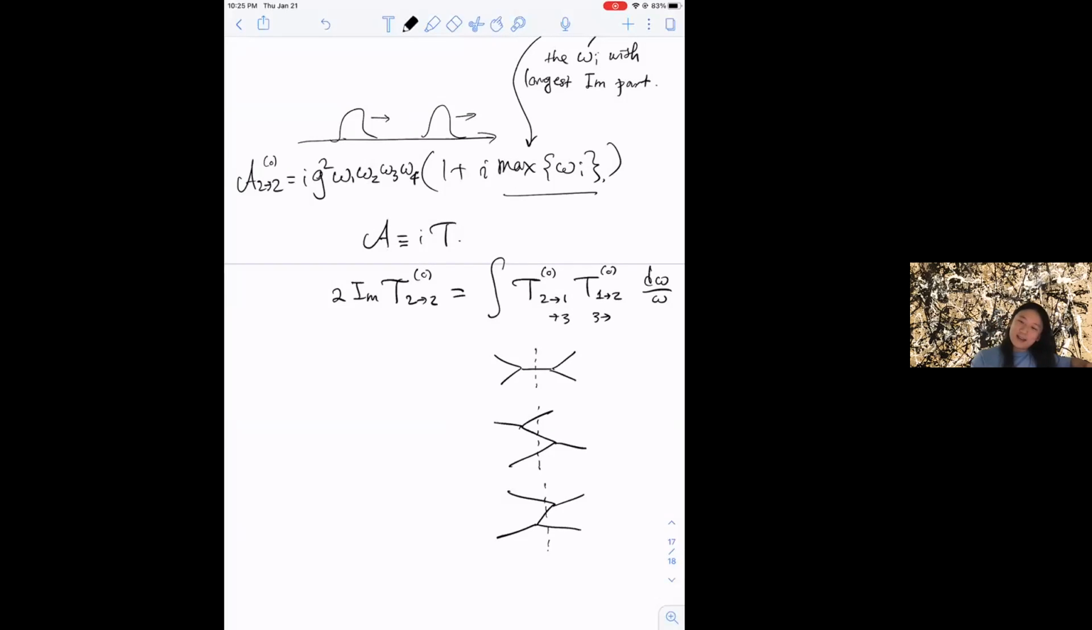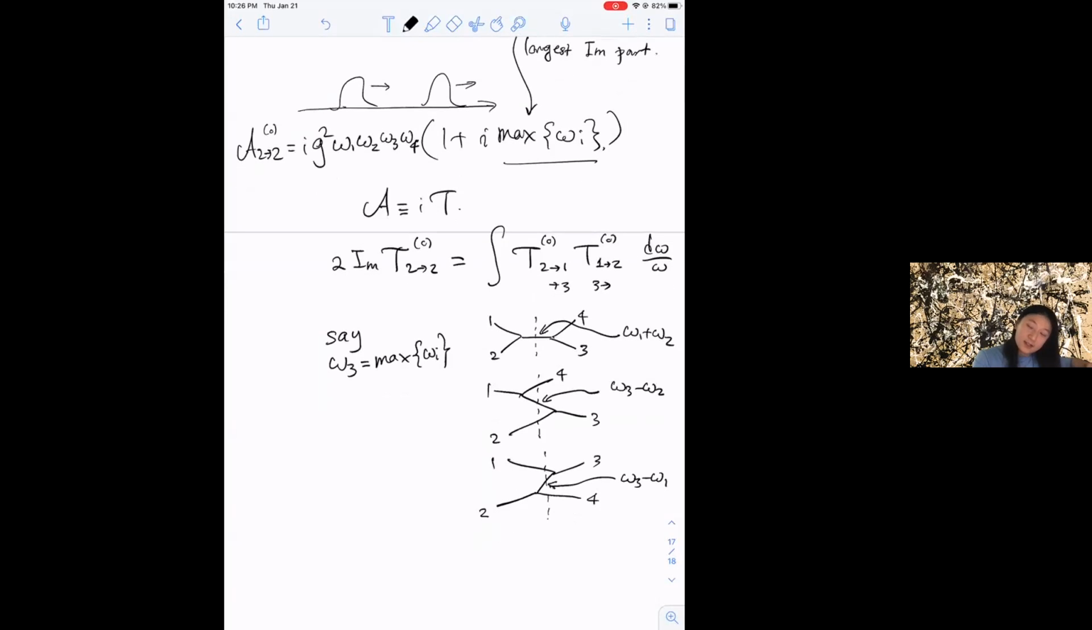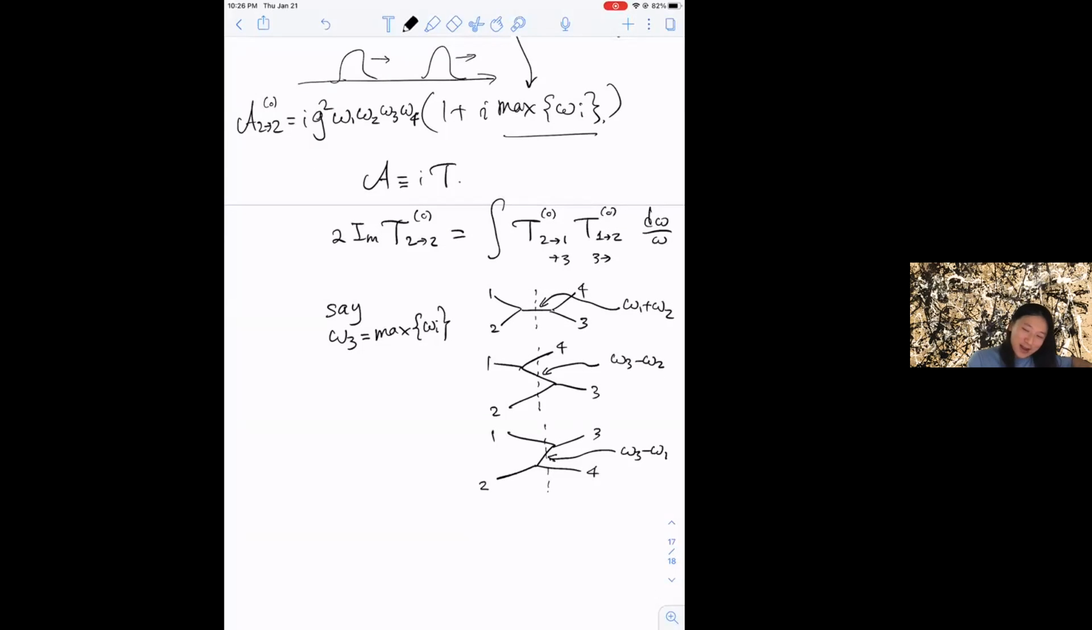So maybe just as a simple example, let's say we take omega 3 to be the max of all the omegas. Then you can see the possible cuts on the right hand side correspond to 1, 2, 3, 4, like so, and 1, 2, 3, 4, where this intermediate energy is omega 1 plus omega 2. This intermediate energy is, let's see, omega 3 minus omega 2. And this intermediate energy is omega 3 minus omega 1 for this intermediate particle, all right? And I'll leave it as an exercise for the students to verify that this thing actually holds using the simple formula I gave you.